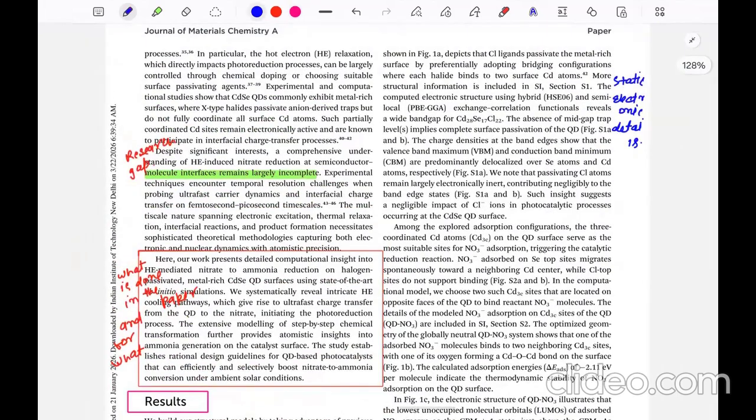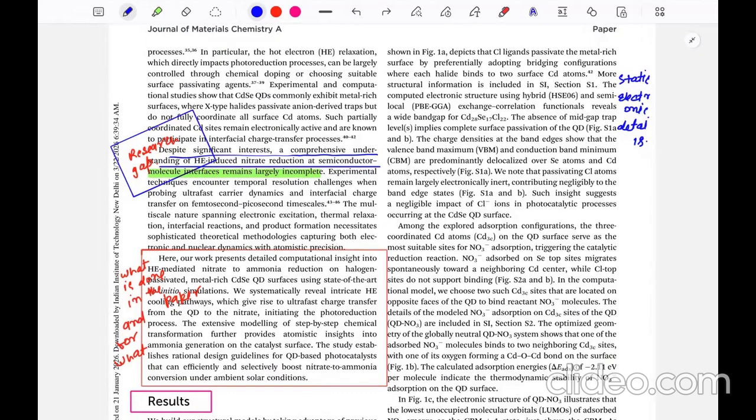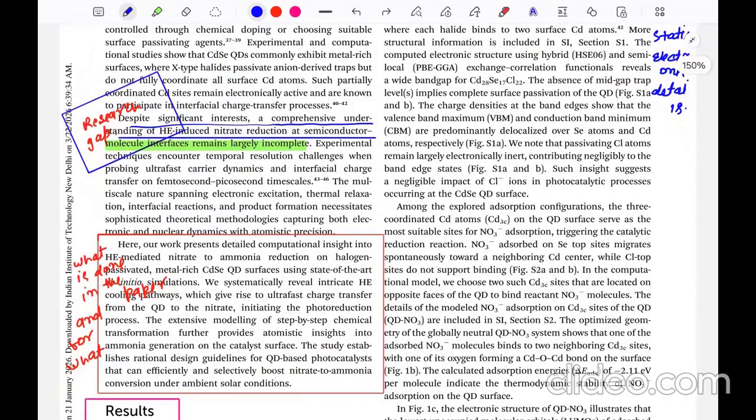Moving on to the next part, now this is the research gap. Despite significant interest, a comprehensive understanding of hot electron-induced nitrate reduction at semiconductor molecular interface remains largely incomplete. So, hot carrier catalysis is a very good alternative, but still it suffers some problems, like a lack of understanding of molecular interfaces, how they behave.